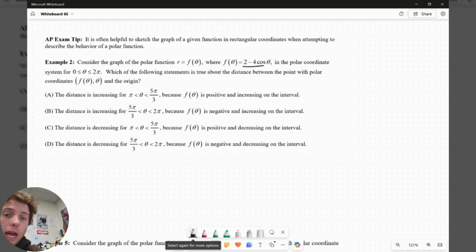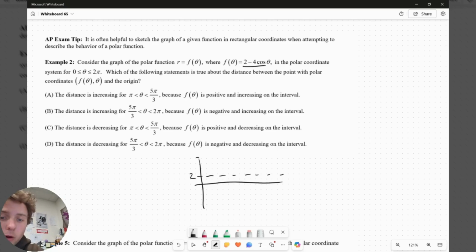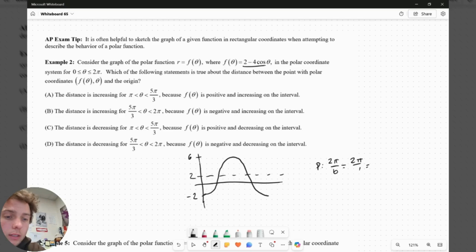Let's start by graphing this function, 2 minus 4 cosine theta, where the 2 represents the midline and 4 represents the amplitude, so that would take this up to a value of 6 and bring us down to a value of negative 2. This is cosine, but the amplitude's negative, so it gets flipped, and our function would look something like this. Realize you might need to find the period as well. The b value in this case is just 1, so the period is just 2 pi.